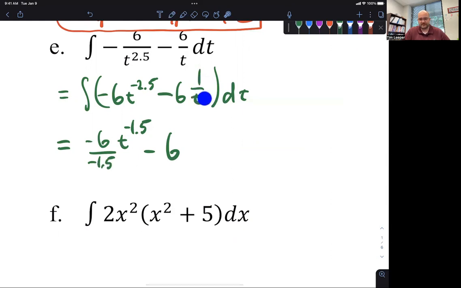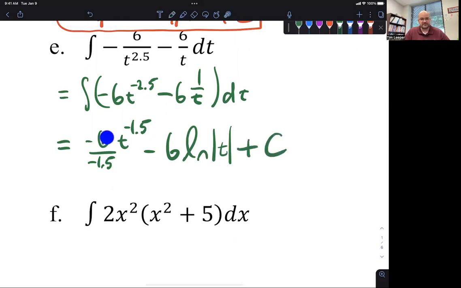I went ahead and left it like this because, frankly, if you use the power rule here, you'd get t to the 0 divided by 0. That's undefined. That just doesn't work. Beyond that, anytime you have 1 over t, or 1 over anything to the first power, then it's going to be the natural log. And technically, it is the natural log of the absolute value of t. And then plus a constant.